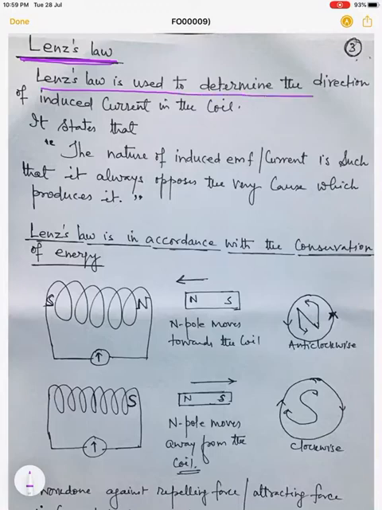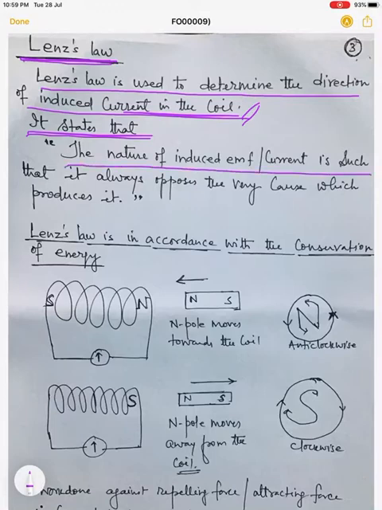So, Lenz's law is used to determine the direction of induced current in the coil, which is induced by a changing magnetic field. It states that the nature of induced EMF or current is such that it always opposes the very cause which produces it. So, according to Lenz's law, the EMF induced in the coil or the current induced in the coil is such that it opposes that very cause which actually produces that current.